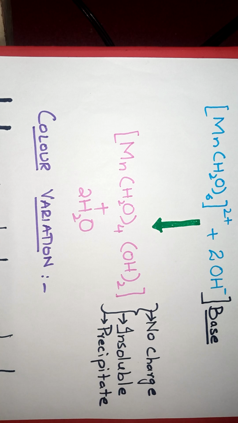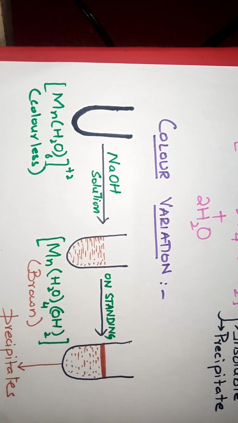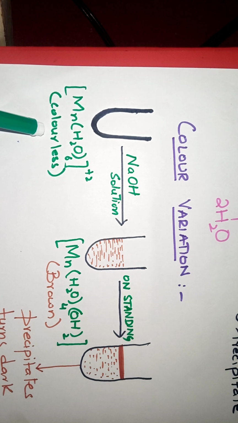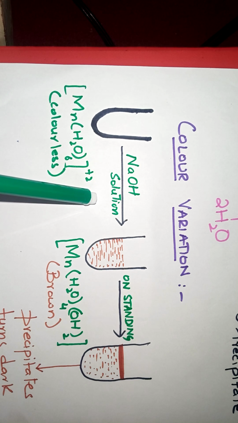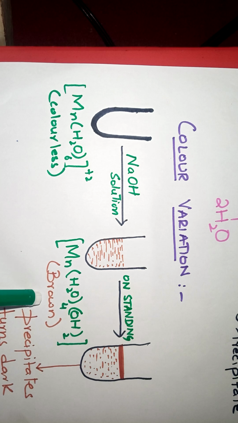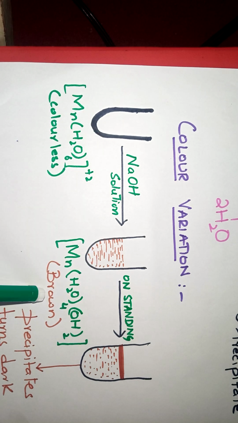Let's see the color variation. The color variation, very interesting colors. First of all, this hexa-aqua manganese 2 ion is colorless. When it reacts with sodium hydroxide solution, it converts into a brown solution. The color changes from colorless to brown.